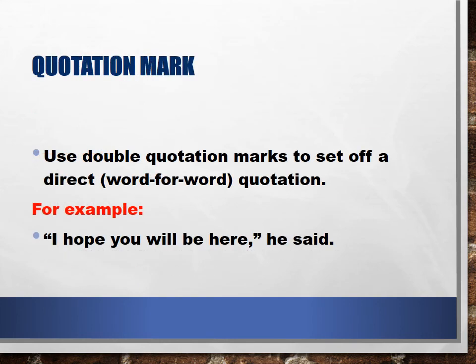Then the last one, which is the quotation mark. Quotation mark means to use double quotation marks to set off a direct word-for-word quotation. Means when you quote a sentence as it is from another person. Someone said something, or you quote something from a book, something from another paper. For example, "I hope you will be here," he said. When I put the quotation marks, this means that I'm not the one who said this sentence, but I quoted from somebody else.